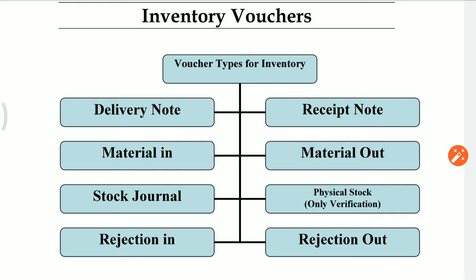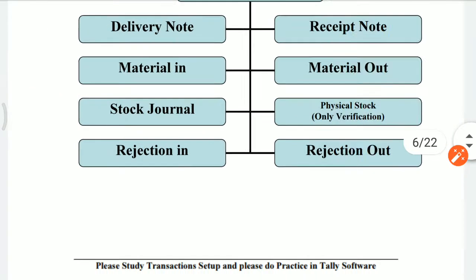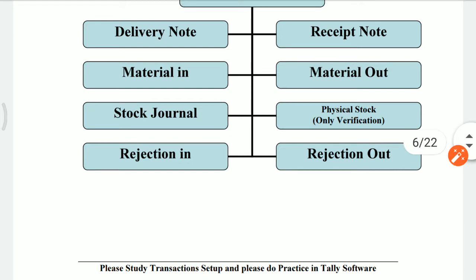Stock journal means when you want to transfer goods from your godown to production department, that time stock journal use. Physical stock verification, yes, this is a separate voucher only for verification purpose. What type of stock available in the godown, that you have to insert here.